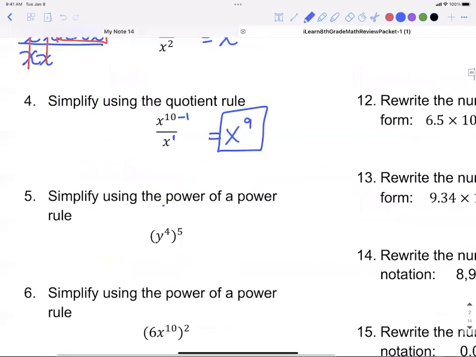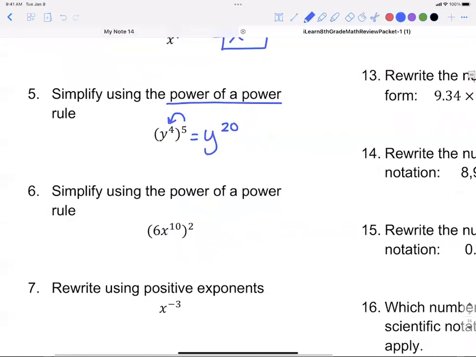Number 5 is a power of a power. Well, power to a power is a superpower, and the way you get a superpower is by multiplying. Same thing here, power to a power is a superpower. So you do multiplying, but you got to remember to distribute.